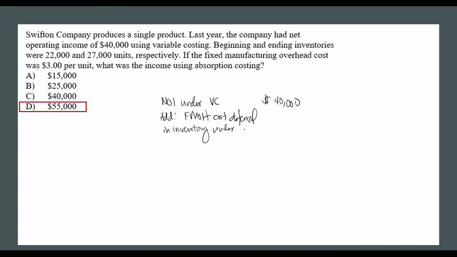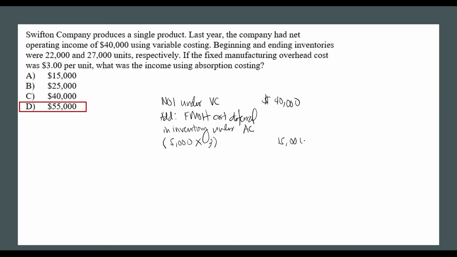under absorption costing. And how can we compute for that one? So it's the difference in the inventory of 5,000 units. So how did we get that? Again, it's your difference of your beginning and ending inventory of 5,000 multiplied again by your fixed manufacturing overhead cost per unit of $3. So that is 3. And the product here is 15,000.